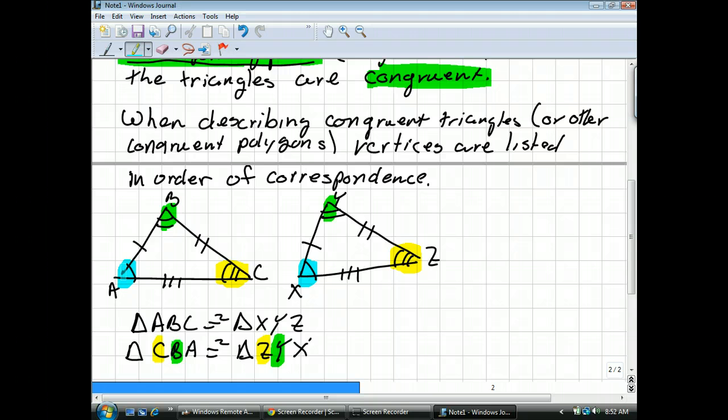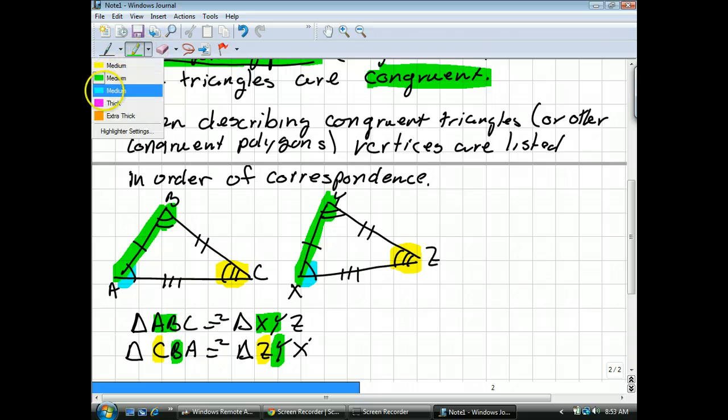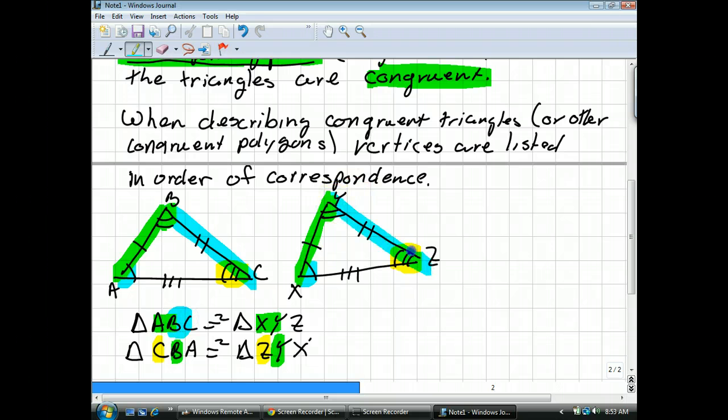Okay? And so then notice that side AB matches up with side XY. Okay? Side BC matches up, here's BC, matches up with YZ. Okay? So everything has to be in the same order. Okay? And it's the same thing if we're looking at other polygons.